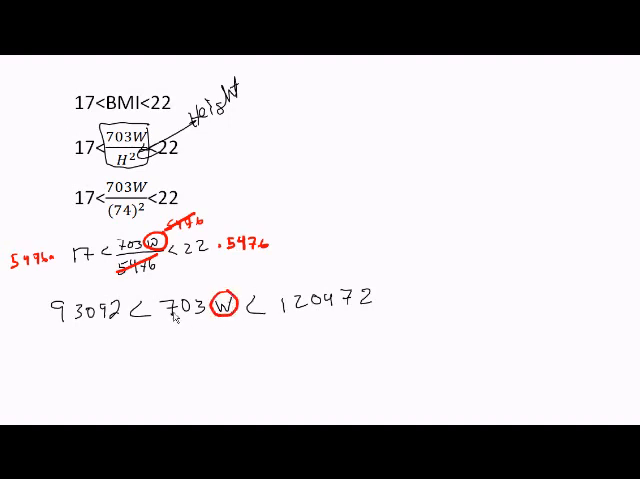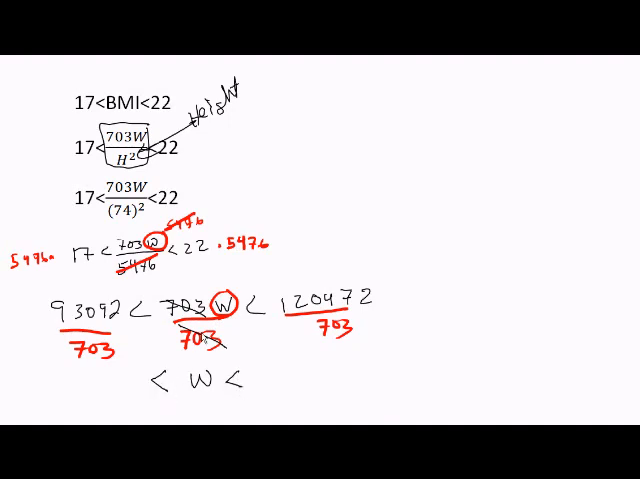We still don't have W by itself. We have this 703. It's 703 times W. The only way to get rid of this for solving is to do the opposite. The opposite of multiply is divide. So I'm going to divide everything by 703. If I divide everything by 703, watch what happens. In the middle, 703 divided by 703 is 1W.